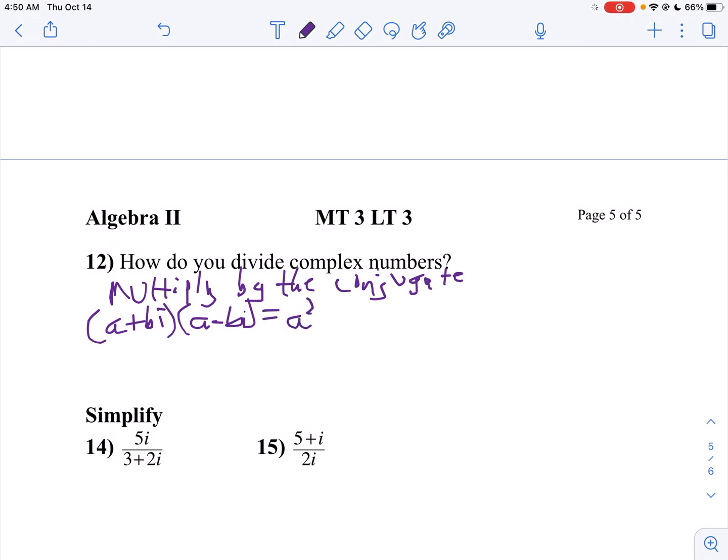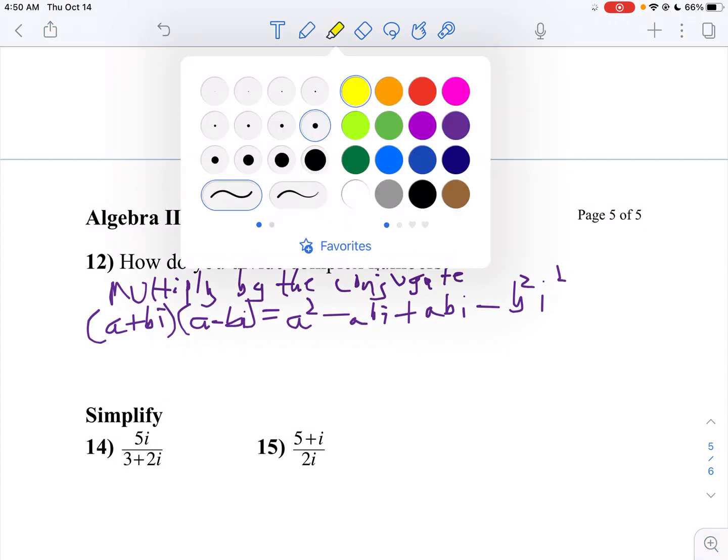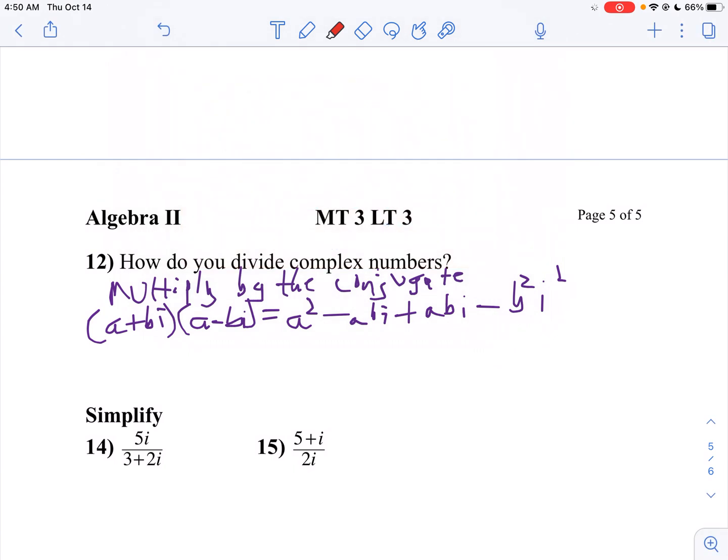I get a squared minus abi plus abi, then minus b squared i squared. Notice the abi's cancel because you got a negative and a positive. So you end up with a squared, and then i squared is negative 1, so you have the opposite of negative 1 b squared, or just a squared plus b squared. So what happens is it makes your denominator a rational number, a real number.